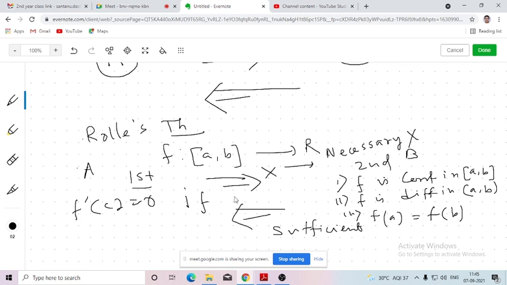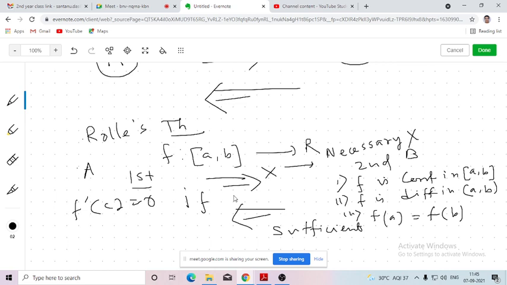Have you got it? Sir, explain which one is only sufficient. Okay, so there are two parts. For f dash c equals 0, these three conditions are required: 1, 2 and 3. So that is the sufficient part. That means f dash c equals 0 if these three hold. So that is actually the sufficient part. Is that clear?